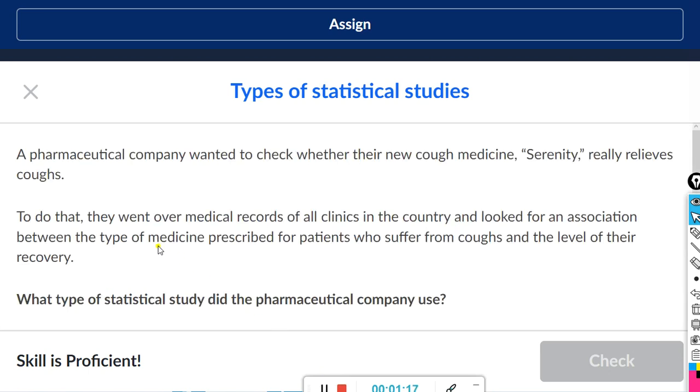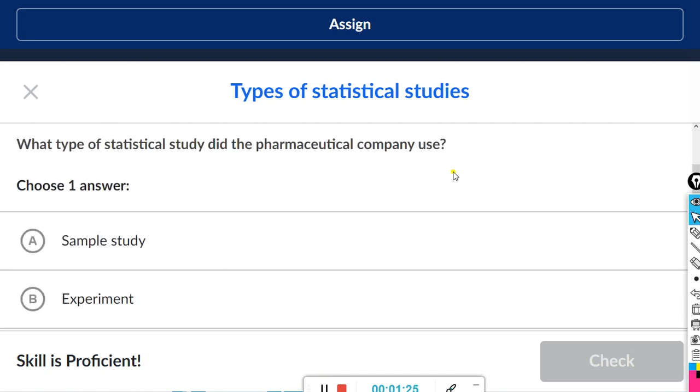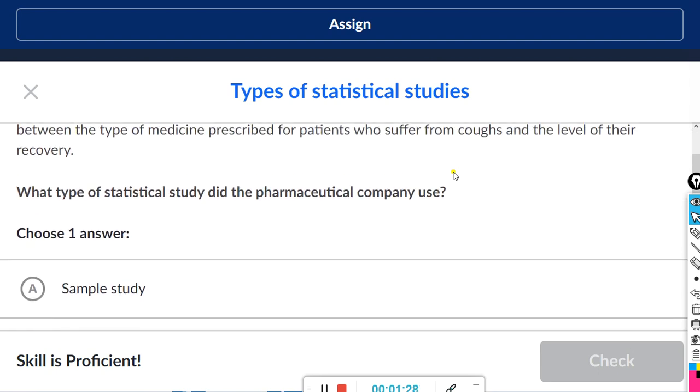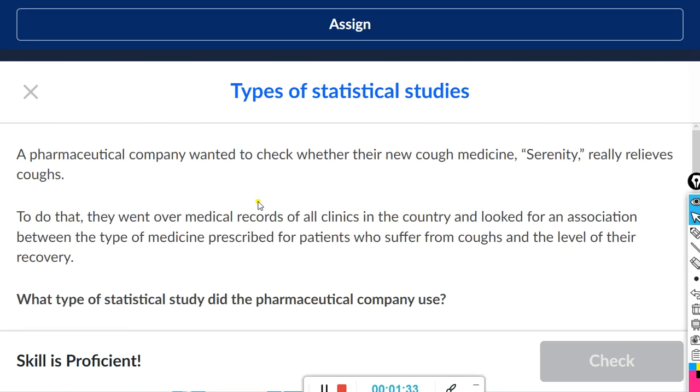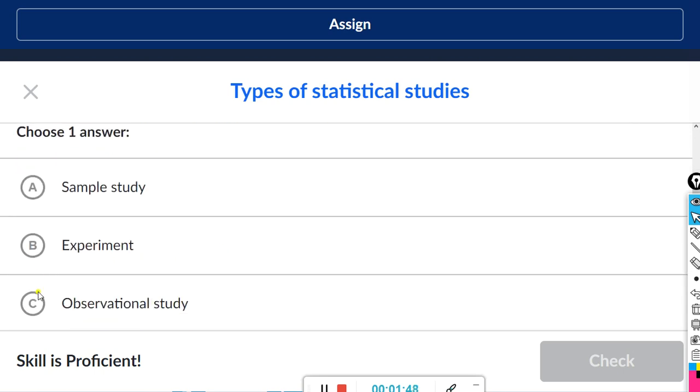So in this case, they did not administer the medicine to one group and then have the other group get a placebo, so it's not going to be an experiment. And it's not a sample study, because a sample study is when you only test a portion of the population, and that's not what happened here. Here they went over medical records of all clinics in the country and looked for an association between the medicine and patients who suffer from coughs and their level of recovery. So they didn't manipulate anything. They just sat back and observed. They went over the records, so it's observational.